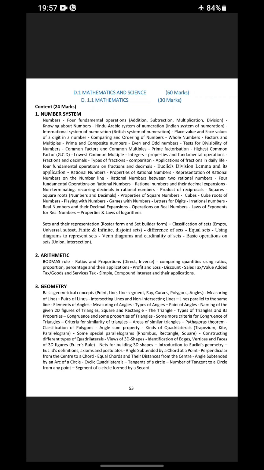square, constructing different types of quadrilaterals, views of 3D shapes, introduction of Euclid's geometry, Euclid's definitions, axioms and postulates, angle subtended by a chord at a point, perpendicular from the center to a chord, equal chords and their distance from the center, angle subtended by an arc of a circle, cyclic quadrilaterals, tangents of a circle, number of tangents for a circle from any point, segment of a circle.